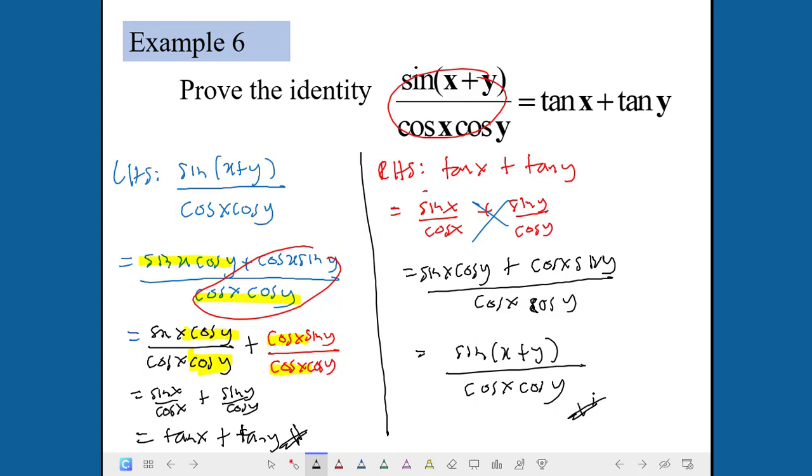Okay, and that shows it. Still remember the compound angle formula: sin(A+B) equals sin A cos B plus cos A sin B. Just use this one, the compound formula, and you can prove either from left to show right, or from right to show left.